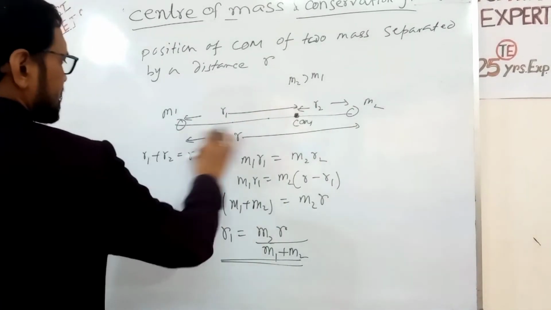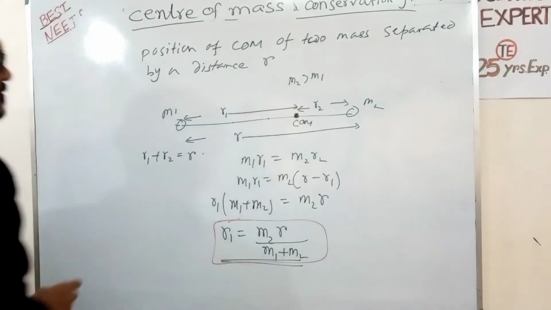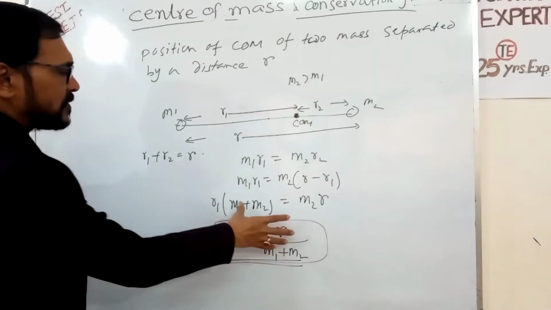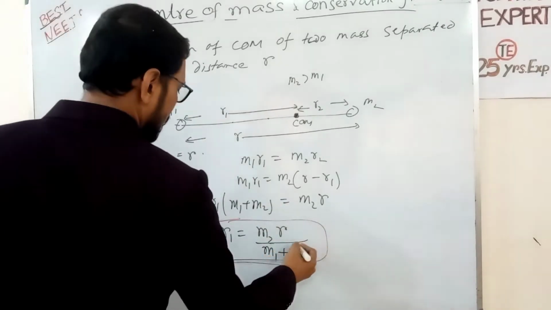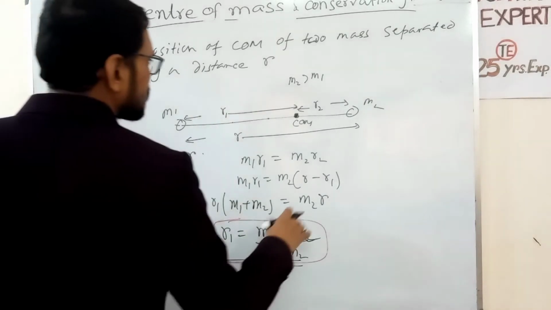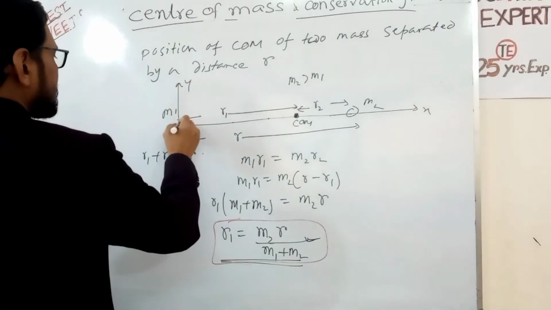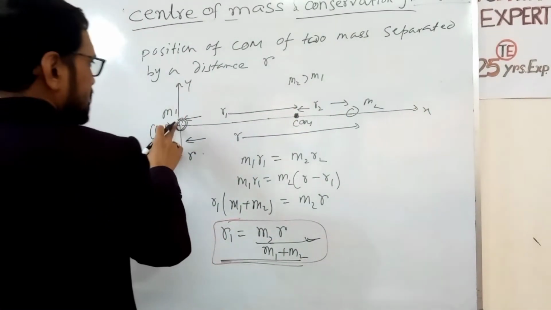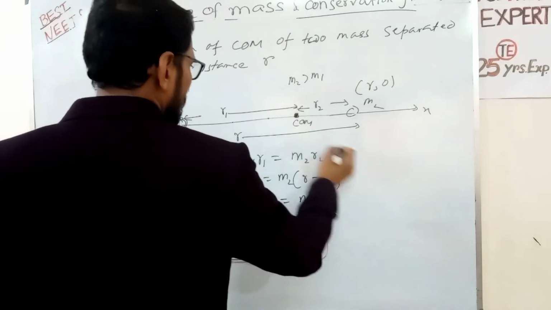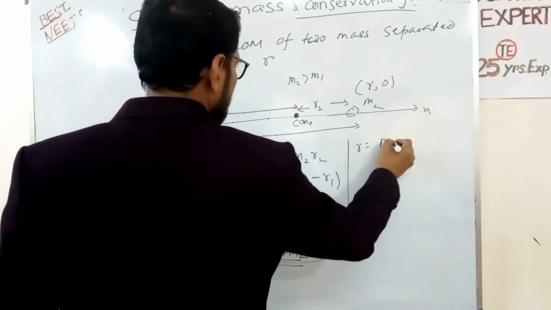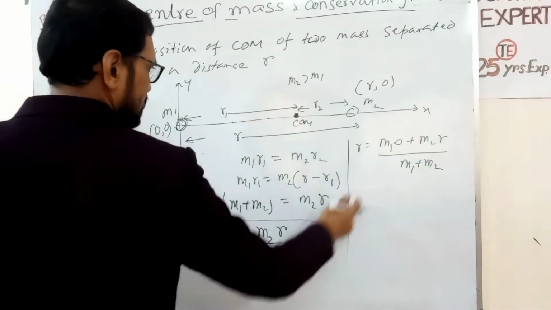So if two masses are separated by distance r, then the position of the center of mass from m1 will be this. For solving problems, this formula is also required. Now in an xy system, we can find this r1 by the formula m1 x1 plus m2 x2. If this is the x-axis and this is the y-axis, this is taken as 0, 0, the origin. Now what is the position of m2? The position is r, 0. So the coordinate of the center of mass is m1 times 0 plus m2 times r, by m1 plus m2. In this way we get r equal to this, and it is the same.